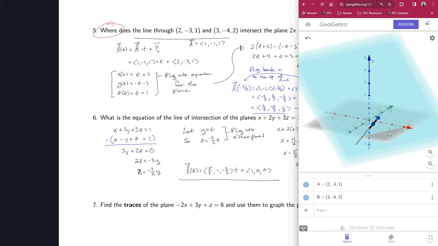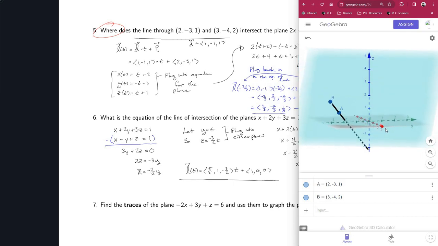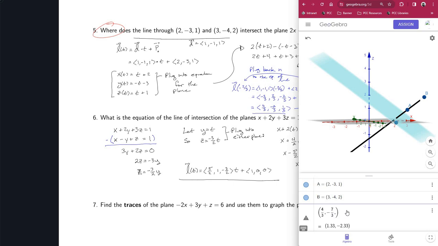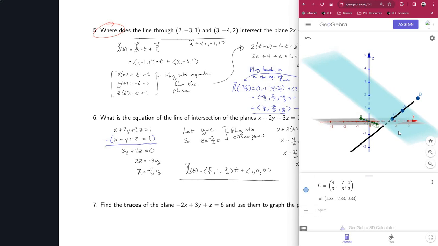So these are the 2 points that we were given that we said we know are on the line, which yes, they are, so that's good. That means we got the correct equation of the line. And we're looking for where that line intersects that plane. So we can see it's right here. Let's go ahead and plot that point that we got as our answer, (4/3, -7/3, 1/3). And we see that it does in fact fall at that intersection. So that's great. That's just us being able to use the technology to confirm our answer, to know that it did what we wanted it to do.